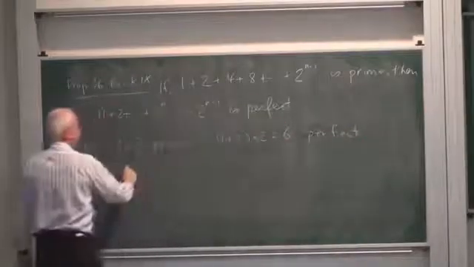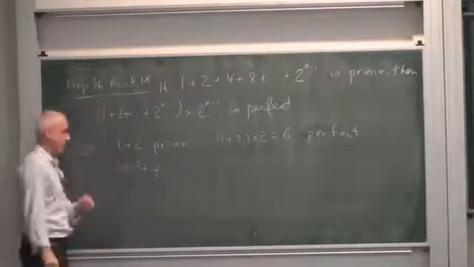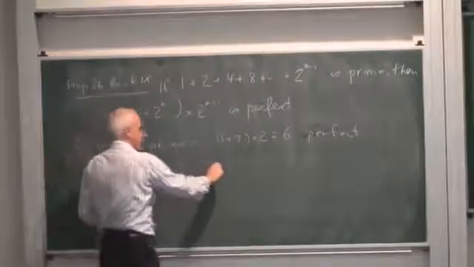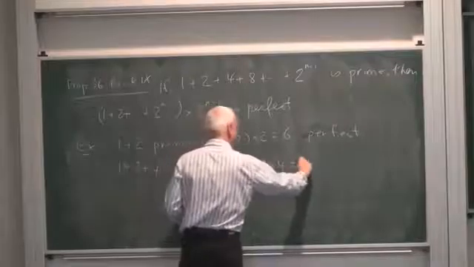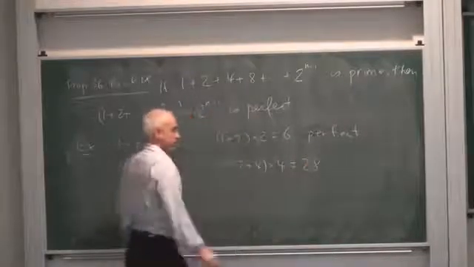Okay, what's another example? How about 1 plus 2 plus 4? Is that prime? Yes, it is. So if you take 1 plus 2 plus 4 and multiply it by 4, you get 28. That's perfect.